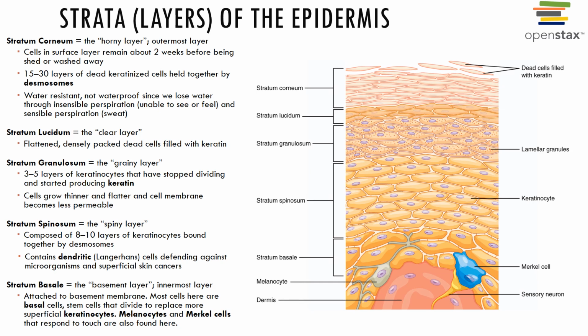The stratum lucidum, which is only found in thick skin, is a clear layer. The stratum granulosum is the granule layer. The stratum spinosum, the spiny layer. And the stratum basale. The stratum basale is the deepest epidermal layer, firmly attached to the dermis below. It consists of a single row of stem cells.